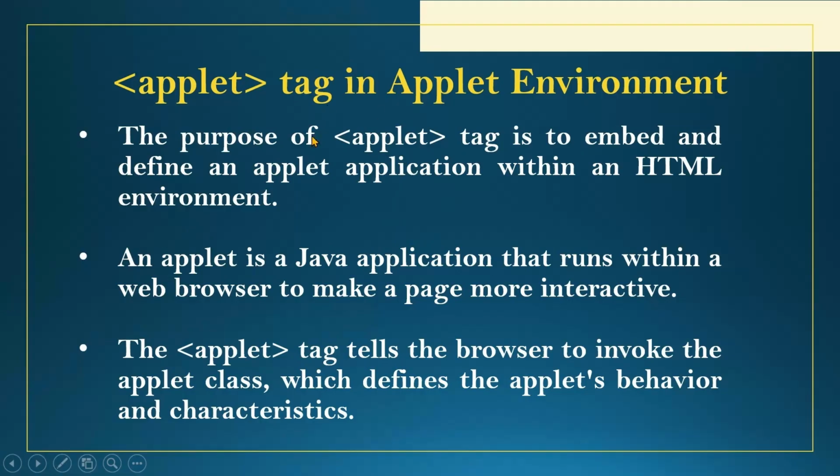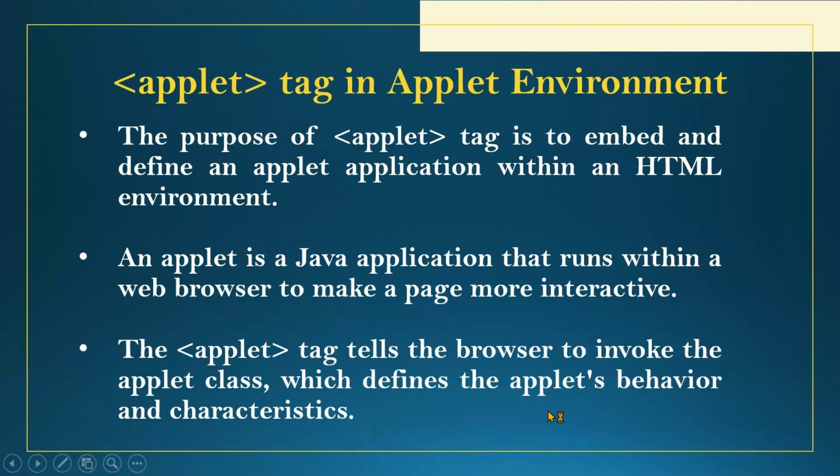I'll explain the next slide, what attributes are available. An applet is a Java application that runs within a web browser to make a page more interactive. Since the applet tag is part of your HTML, we can run it in the web browser. The applet tag tells the browser to invoke the applet class, which defines the applet behavior and characteristics.